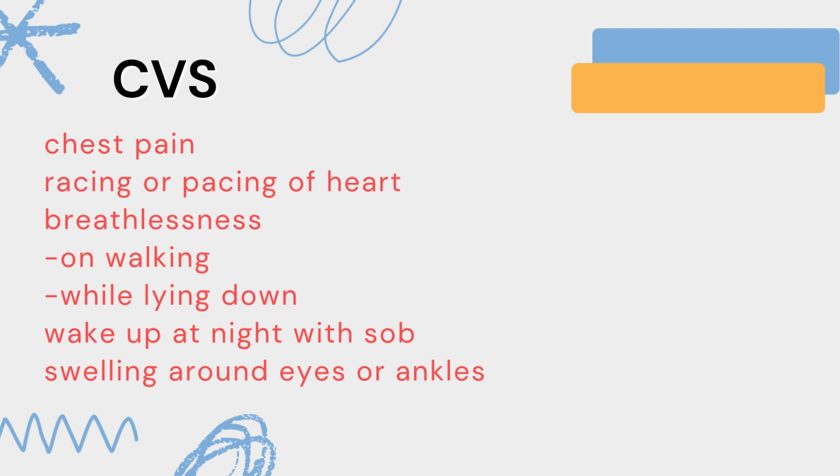Then the cardiovascular system. For example, if the main complaint is chest pain or maybe shortness of breath, you can ask about cardiovascular symptoms such as, do you have any chest pain? Where exactly is it? Do you have any racing or pacing of your heart or awareness of your heartbeat? Do you get breathless? And if they do, specifically ask, do you get breathless while walking or walking upstairs? Do you get breathless when you lie down flat? Or do you wake up at night feeling breathless? The last two questions signify orthopnea and PND. Ask about swelling around their eyes or ankles.